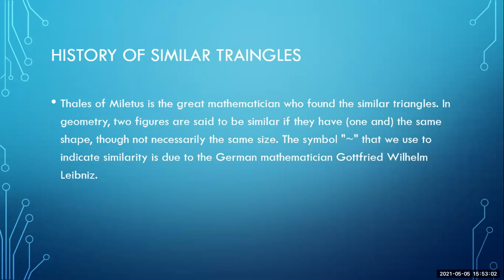History of similar triangles. Thales of Miletus is the great mathematician who found the similar triangles. In geometry, two figures are said to be similar if they have one and the same shape, though not necessarily the same size. The symbol we use to indicate similarity is due to the German mathematician Gottfried Wilhelm Leibniz.